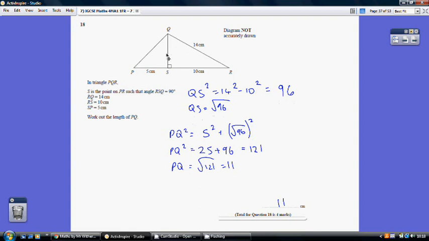Now that we know the length of QS, we can work out what PQ is. But on this occasion, it's going to be an adding Pythagoras, because PQ is the hypotenuse, the longer side. So PQ squared equals 5 squared plus the square root of 96 squared. That's 25 plus 96, which is 121. So PQ is the square root of 121, which is 11.